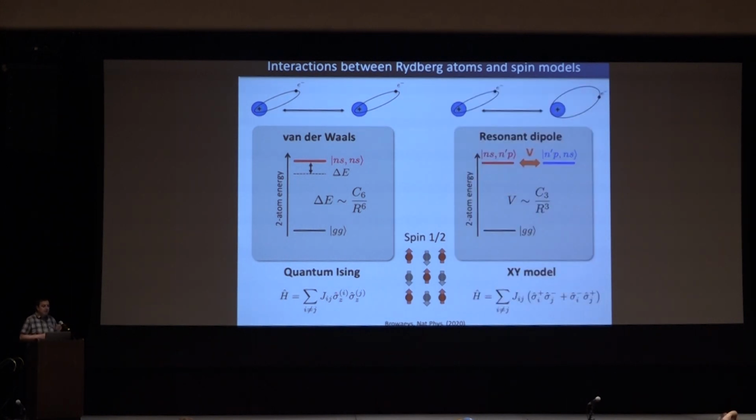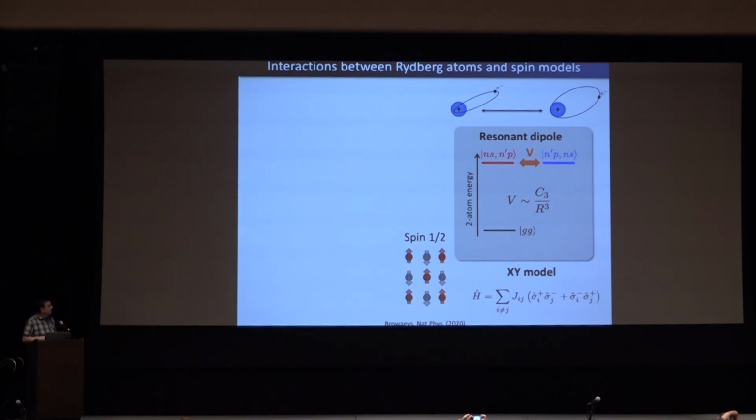However, there is a second type of interaction that happens whenever you have two atoms in two different Rydberg states that have a different parity. And in this case, the scaling of the interaction is as 1/r^3. You can use this interaction to implement the XY model, where you see this flip-flop type of terms in the Hamiltonian. So for now, in this talk I'm going to speak only about resonant dipole interactions, and we are going to forget about van der Waals interactions. Okay?